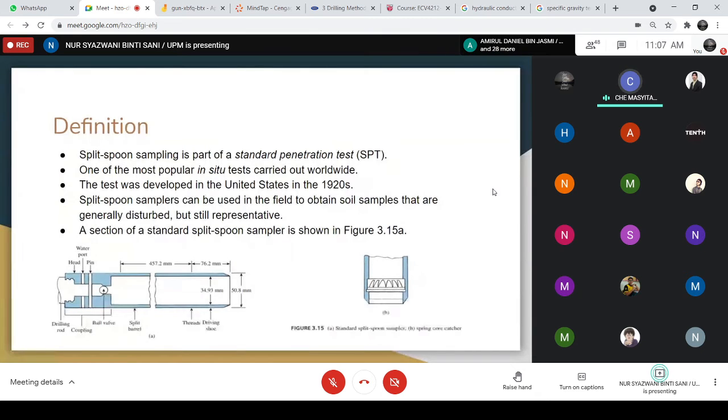Okay, so briefly about the split spoon sampling is a part of standard penetration test (SPT), just like what everyone can see from the video just now, and it is one of the most popular in-situ tests carried out worldwide. So the test was developed first in the US, and then this split spoon sampler can be used in the field to obtain the soil sample, just like what Doctor said before. But as you can see at the figure below, that is the standard split spoon sampler.